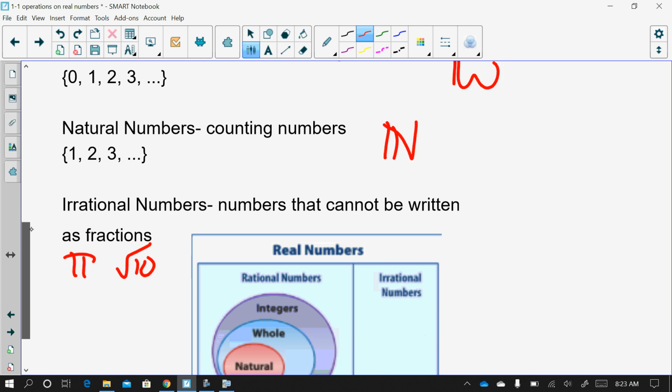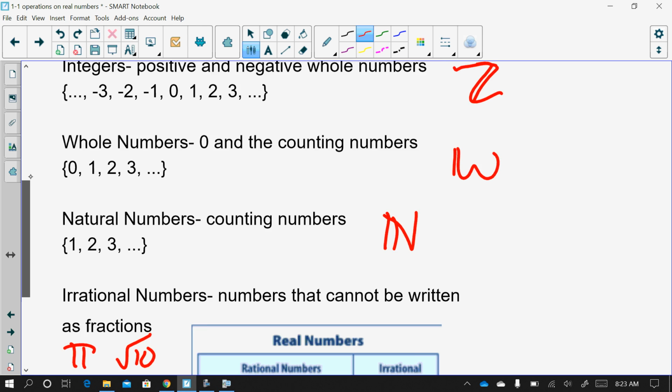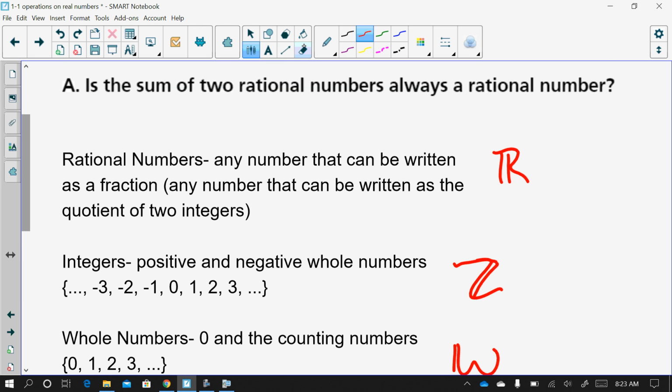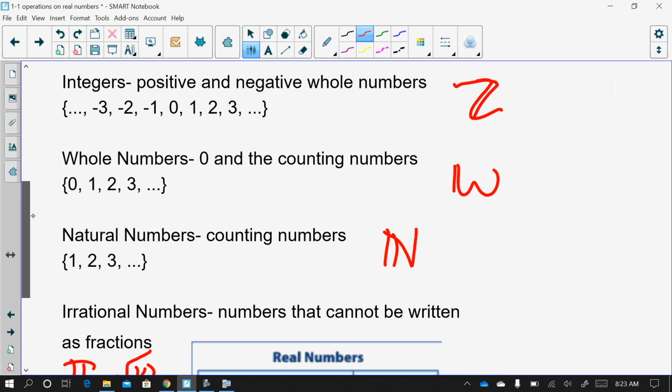The thing I want to draw your attention to now is this Venn diagram here. This is real numbers. Rational numbers, we use Q. In this class, all we look at is real numbers. There's actually something called imaginary numbers, but you'll talk about that in Algebra 2. So everything we work with is real numbers.